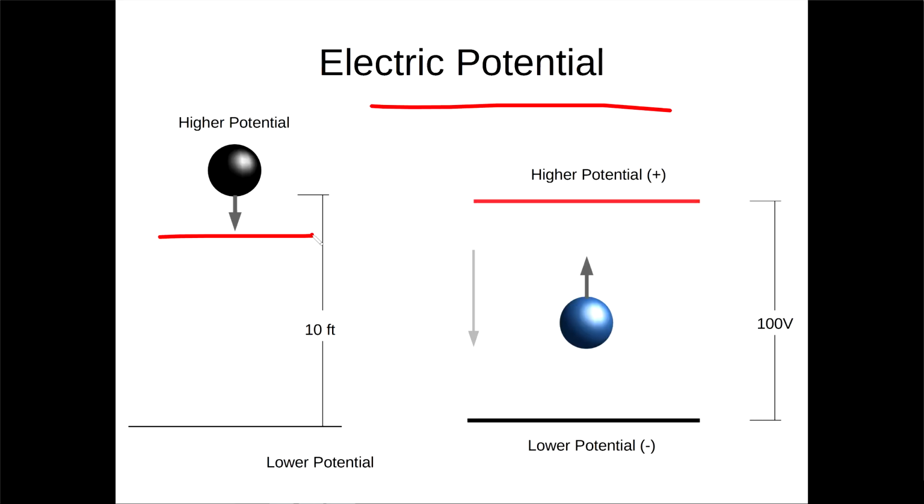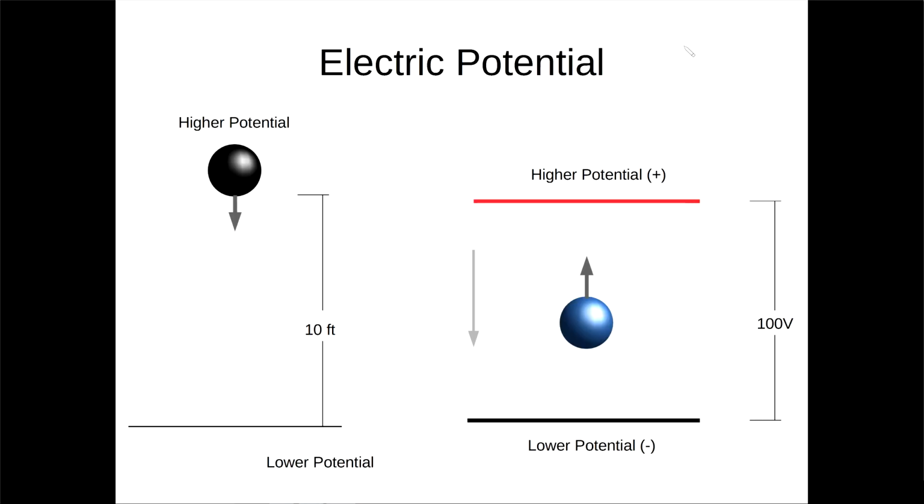So when you raise it up into the air, it has a higher potential. This ball will have a higher potential when you raise it in the air. Likewise, when it falls down to the ground, it will be at a lower potential. So it has more potential energy when you raise it up in the air. Gravity will have a downward force on it and will want to pull it down to the ground, where it has zero potential, or it's at a lower potential.